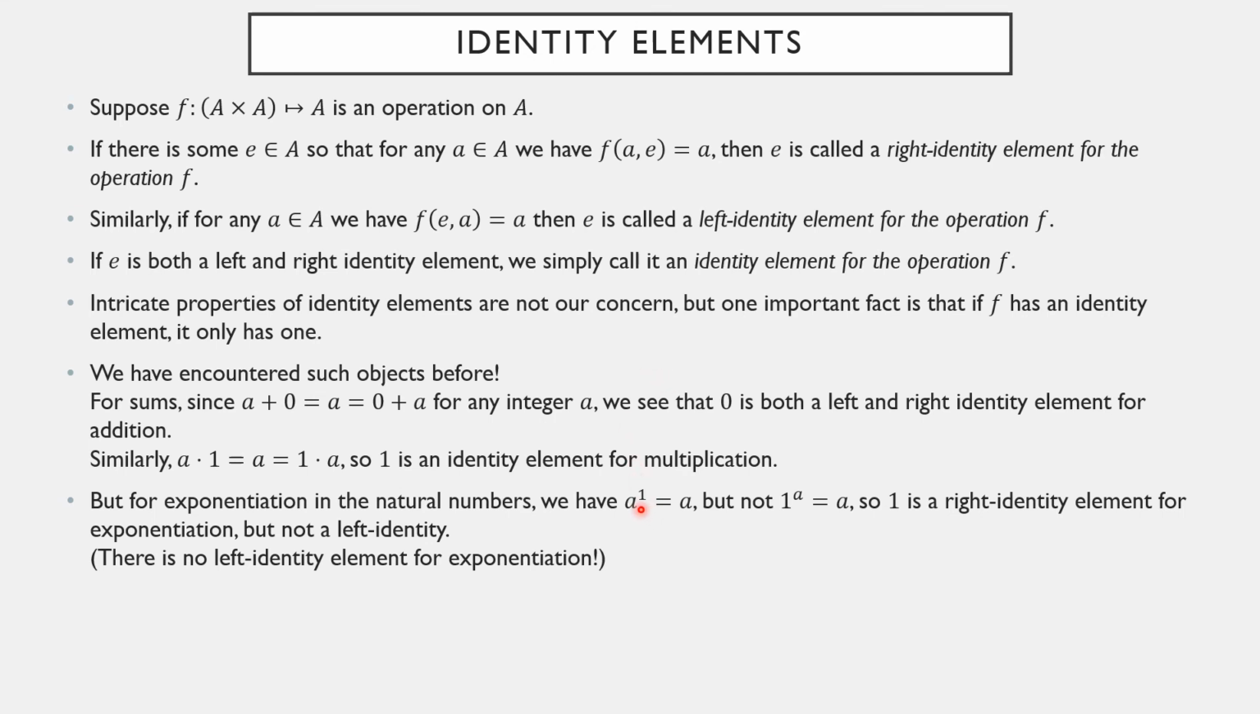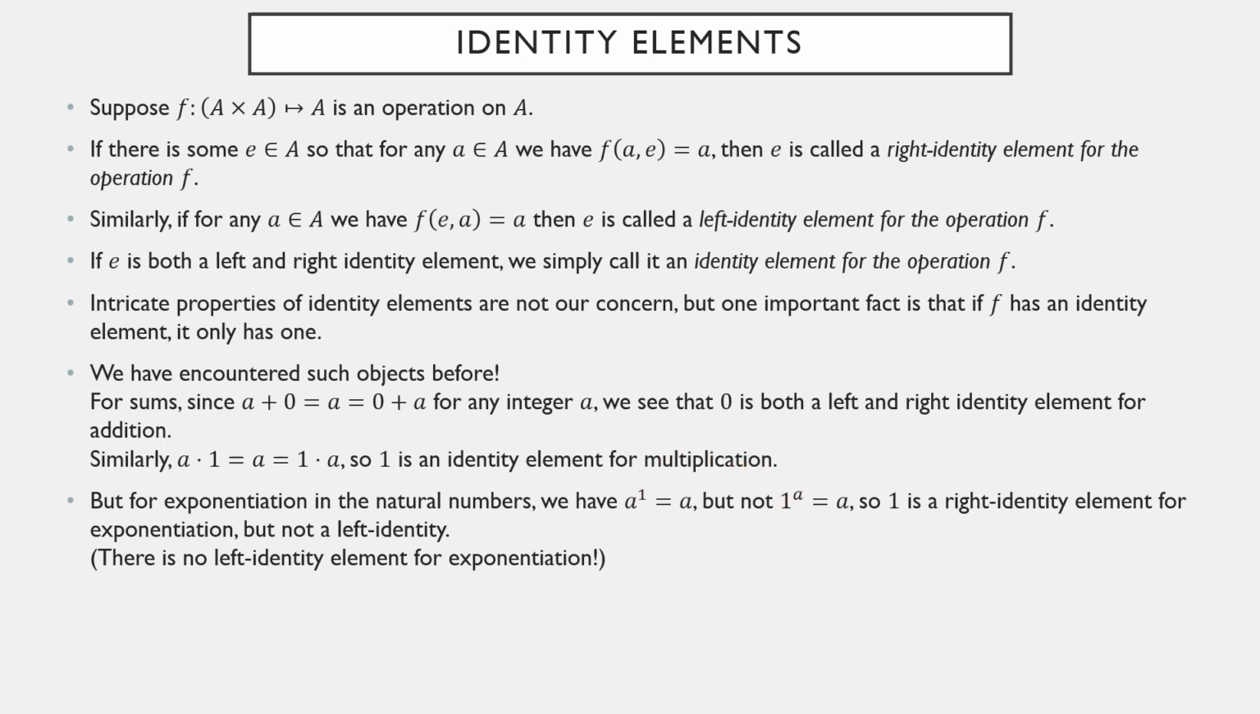For exponentiation, however, 1 is a right identity element. A to the first is going to equal A, but it's not a left identity. 1 to the A is not equal to A, it's equal to 1. So 1 is a right identity, but not a left identity. There is no left identity for exponentiation, and this is related to the fact that exponentiation is not commutative. So A to the first is just a different thing than 1 to the A.